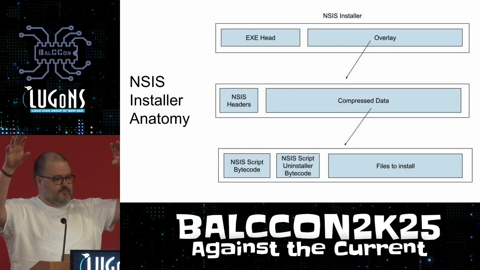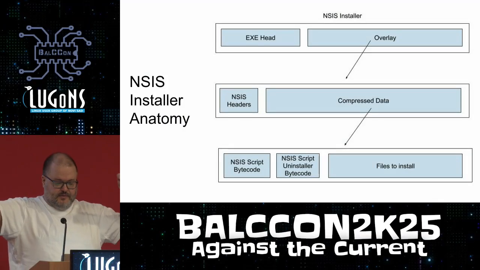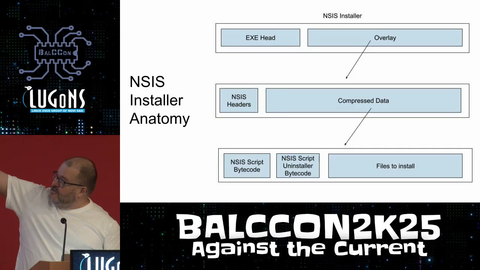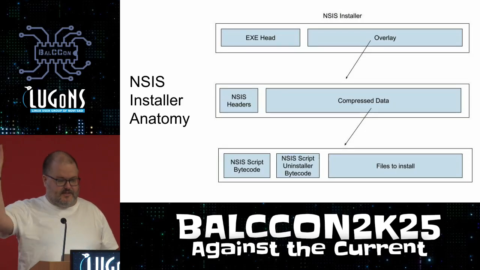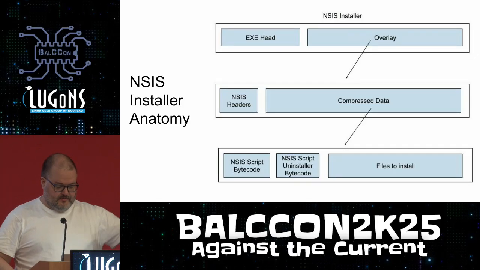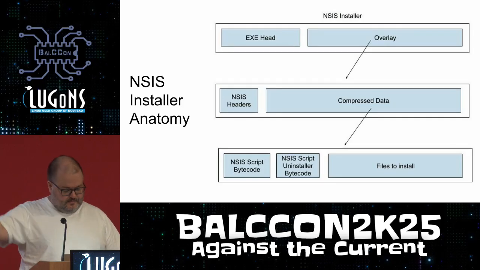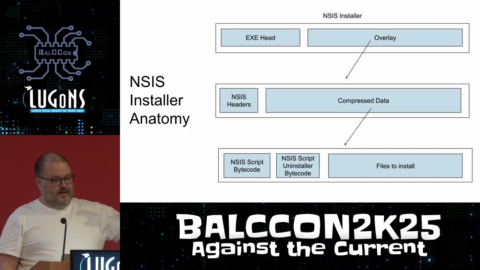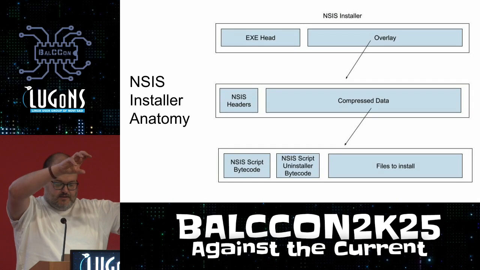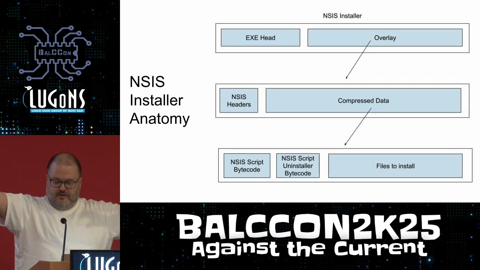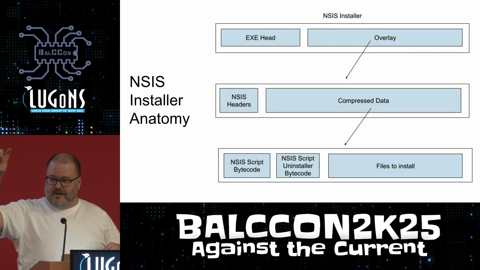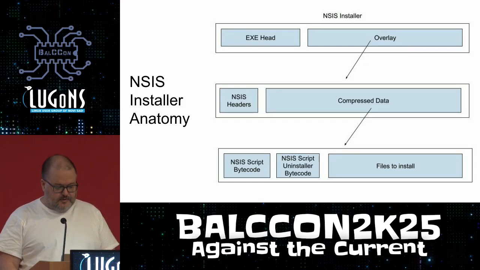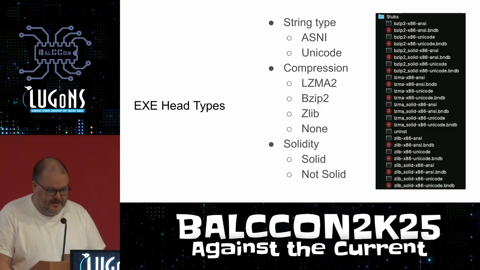All right, so you have the compressed information along with the script, and then all the different files that would need to be installed, and those are in the overlay. So that's in the compressed data part, and then you have the NSIS headers, which are visible. We're going to take a look at what the headers look like. They're actually very small, very simple. And then, as I said, inside the compressed data, you have the NSIS script bytecode. You have an optional uninstaller script bytecode, and then all the files to install, and registry binary if you have them. So, like I said, we're going to get even more granular.